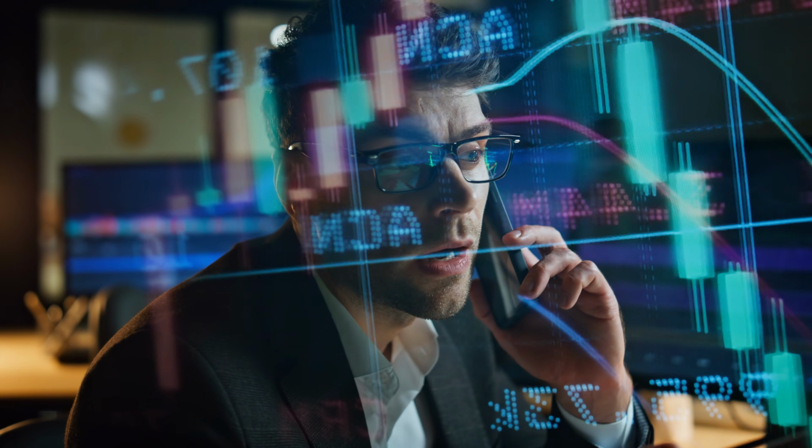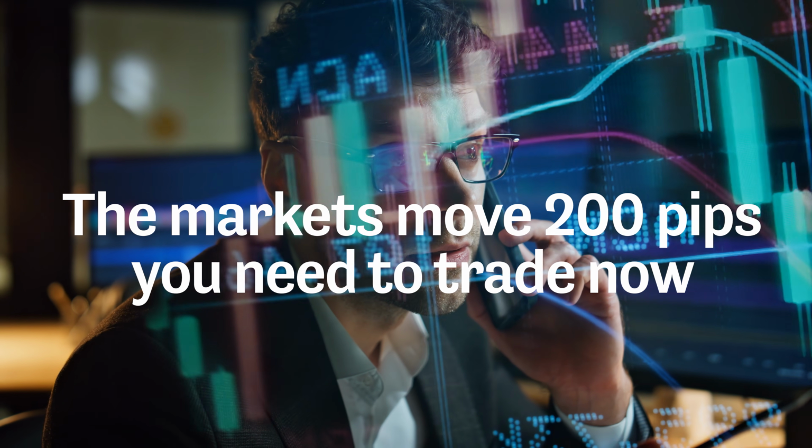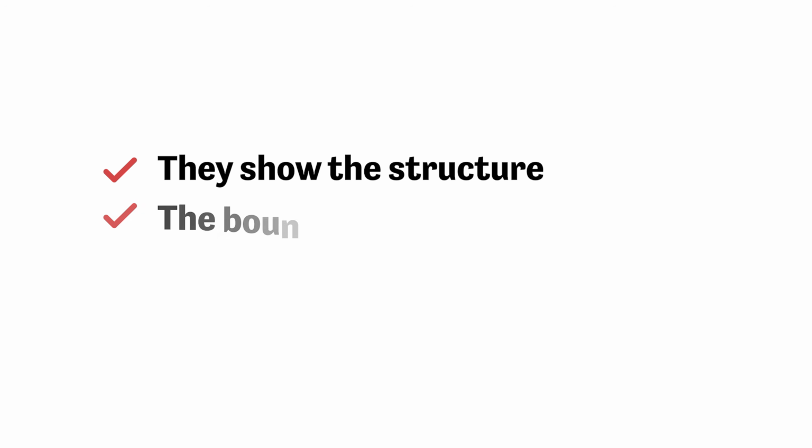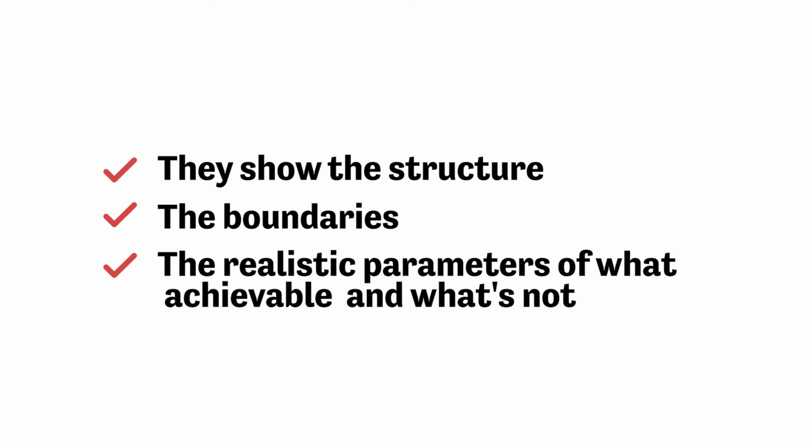When a broker calls you and says the market's moved 200 pips, you need to trade now. You just need to be able to assess whether that's meaningful or just noise. When you're planning a forward strategy and trying to decide on timing, you need to understand where the market's been and where it's trading within the current trading range. And charts give you this context. They show you the structure, the boundaries, and the realistic parameters of what's achievable and what's not. And that's all you need.